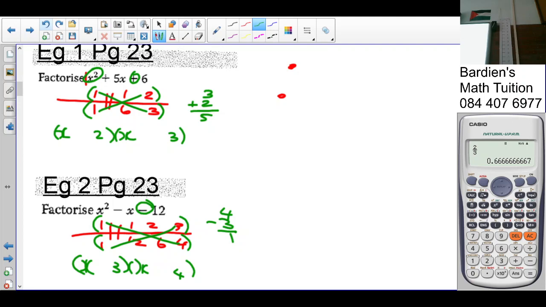Now what? Now we need to determine the sign inside the bracket. So the next bullet is, if the last term is positive, the signs will be the same in the bracket. You make the note. The last term is positive. Signs in the brackets are going to be the same, either both plus or both minus.